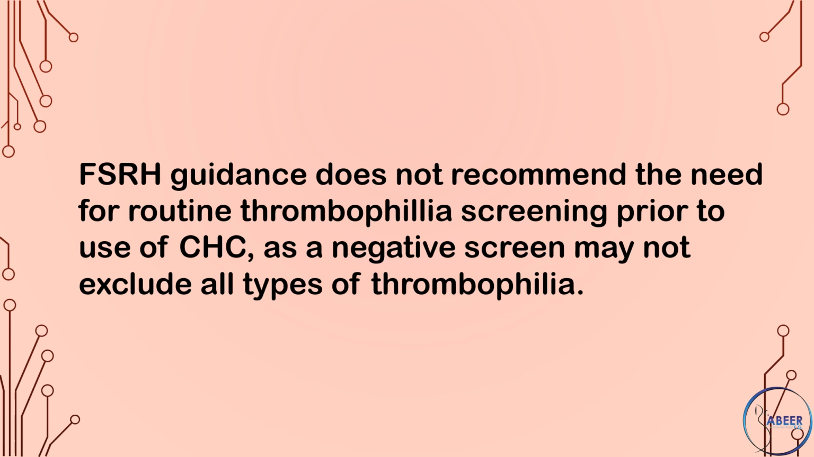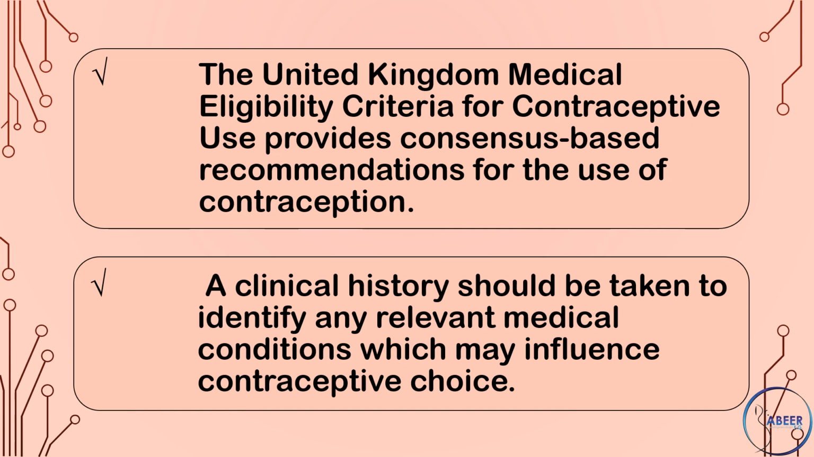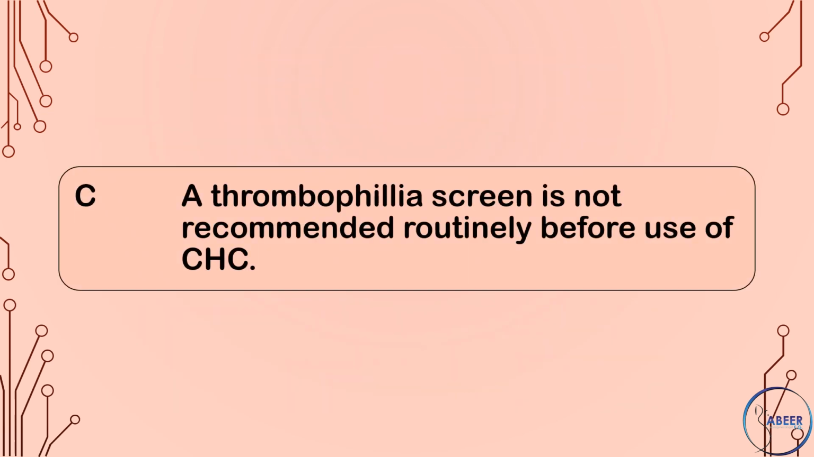Faculty of Sexual and Reproductive Healthcare guidance does not recommend the need for routine thrombophilia screening prior to use of CHC, as a negative screen may not exclude all types of thrombophilia. The United Kingdom Medical Eligibility Criteria for Contraceptive Use provides consensus-based recommendations for the use of contraception. A clinical history should be taken to identify any relevant medical conditions which may influence a contraceptive choice. A thrombophilia screen is not recommended routinely before use of combined hormonal contraceptive.